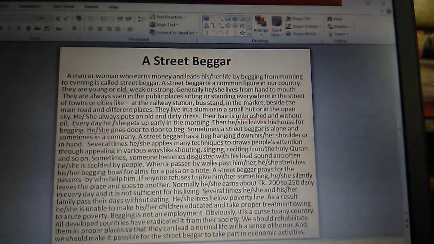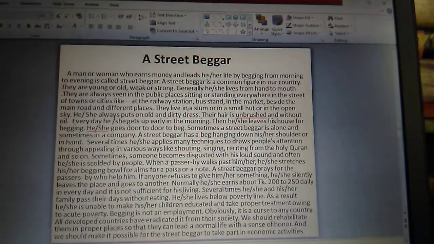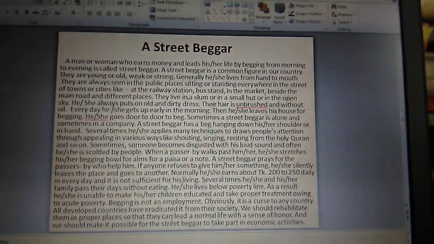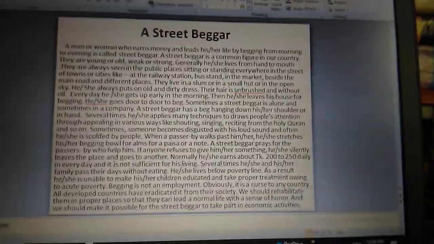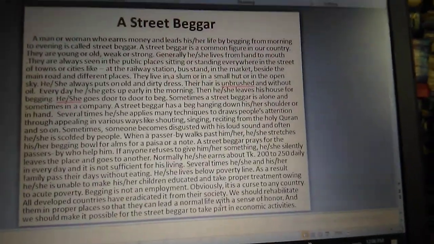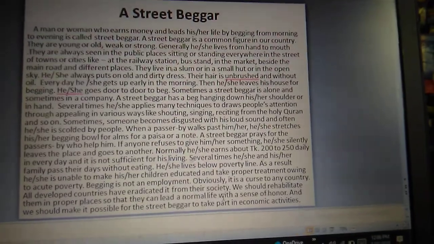Obviously, it is a cost to any country. All developed countries have eradicated it from society. It is a curse because it is not economical. So all the developed countries remove that from their society.